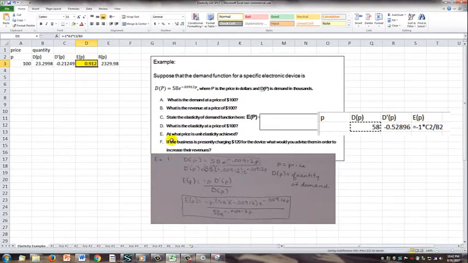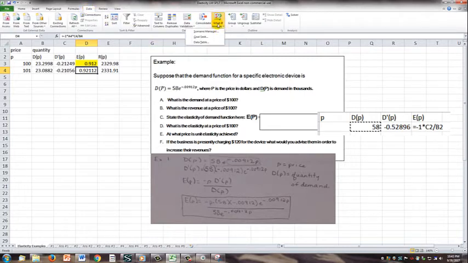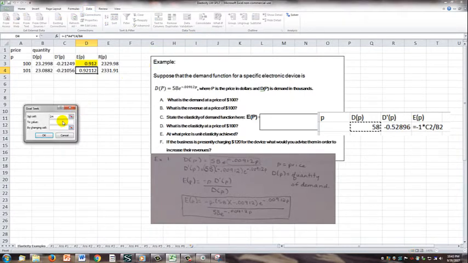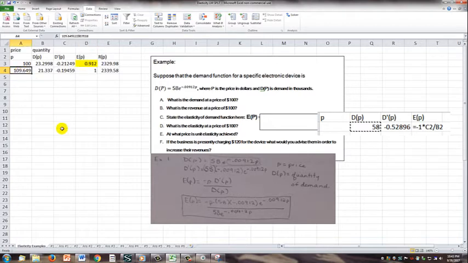Next question, at what price is unit elasticity achieved? Okay, so I'm going to just drag everything down, and what I'm going to do is goal seek elasticity to 1. It's the only time you goal seek to 1. That's what we mean by unit elasticity. So I'm going to goal seek elasticity to a value of 1 by changing my input, and I get a price of $109.65. And that's also max revenue.